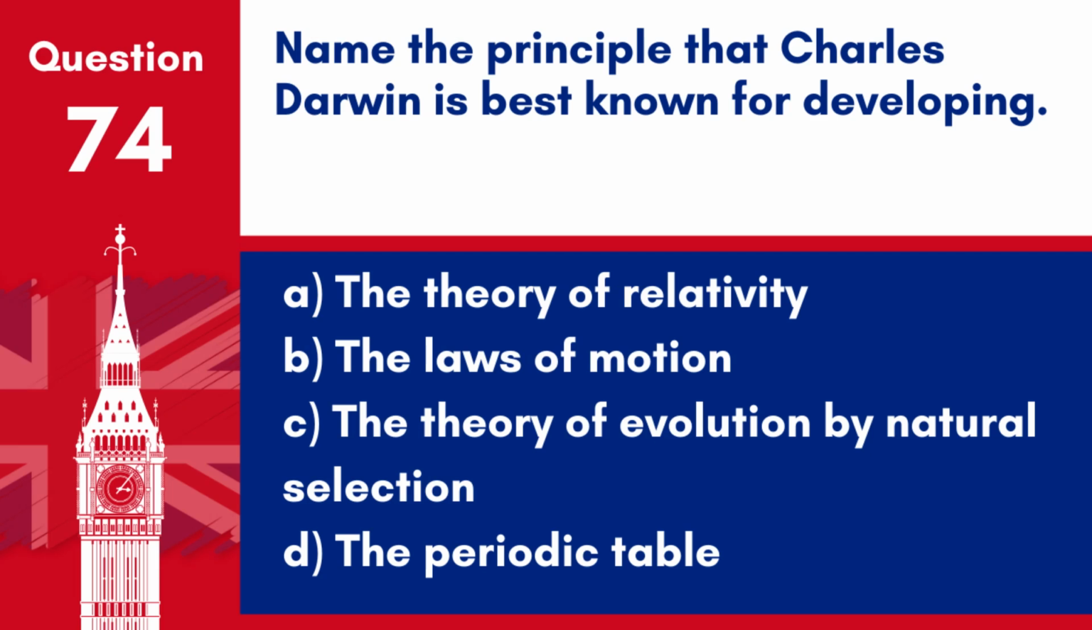Question 74. Name the principle that Charles Darwin is best known for developing. A. The theory of relativity. B. The laws of motion. C. The theory of evolution by natural selection. D. The periodic table. Answer C. The theory of evolution by natural selection. Charles Darwin is best known for developing the theory of evolution by natural selection.